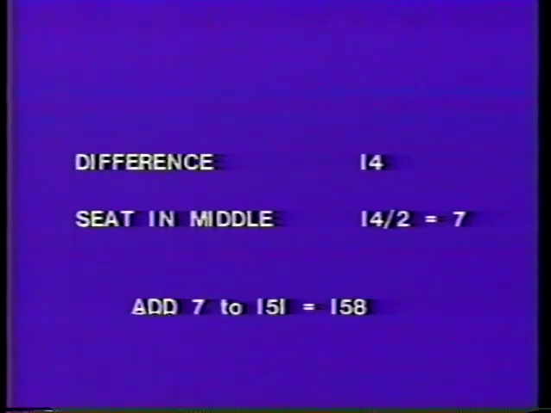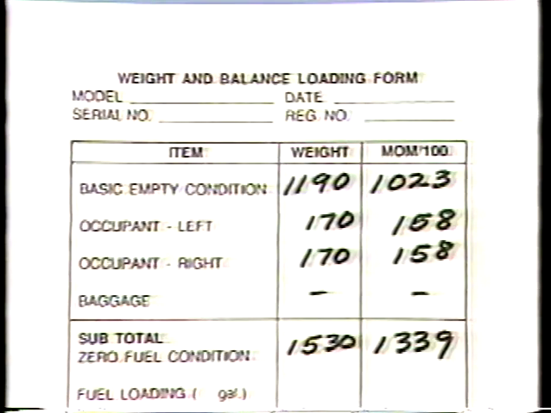Interpolate or split the difference between the moment index of 151 with the seat forward and 165 with the seat aft. The difference is 14, and since the seats will be in the middle, we divide 14 by 2 to get 7, which we add to the lower moment index, or a moment index of 158 for each occupant. So if the left occupant weighs 170 pounds, the moment is 158. The same is true for the right occupant. There is no baggage on this flight. Now add up the weight and moment columns.